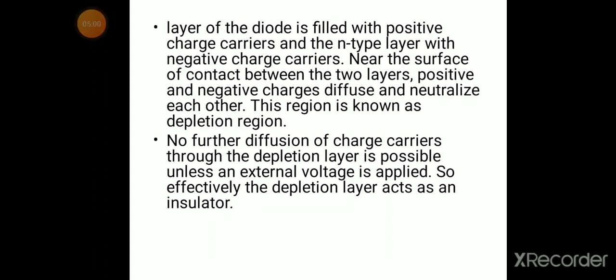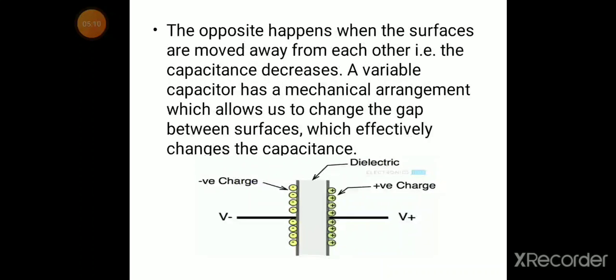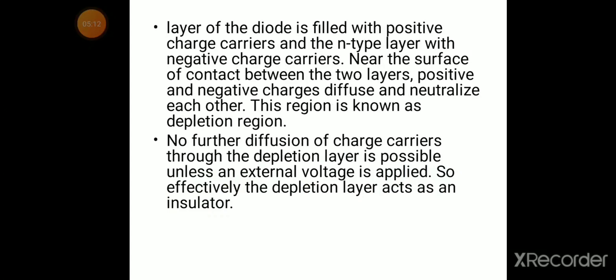The p-type layer of the diode is filled with positive charge carriers and the n-type layer with negative charge carriers. Near the surface of the contact between the two layers, positive and negative charges diffuse and neutralize each other. This region is known as the depletion region.